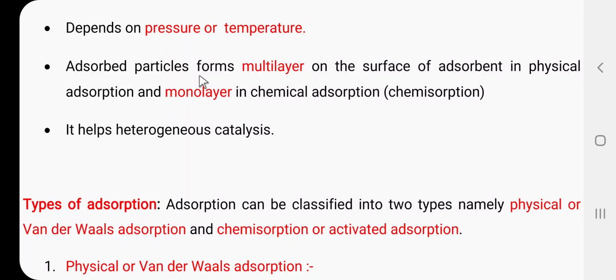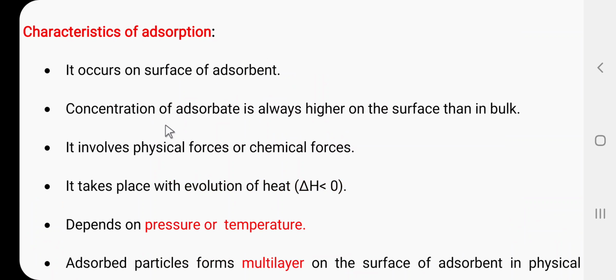The adsorbed particles form multilayers on the surface of the adsorbent in physical adsorption, and a monolayer in chemical adsorption, that is, chemisorption. So, during adsorption, if there is physical adsorption, there is a formation of a multimolecular layer on the surface of the adsorbent. If it is chemical adsorption or chemisorption, then there is a formation of a monolayer. And lastly, it helps heterogeneous catalysis. So, these are the characteristics of the phenomenon of adsorption.